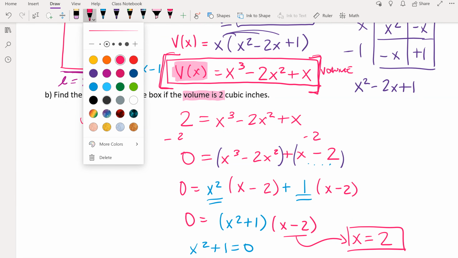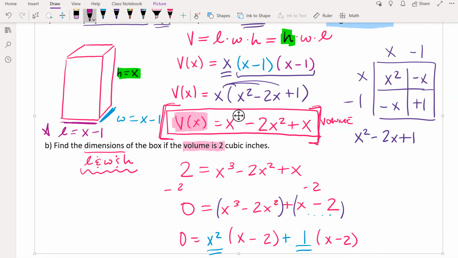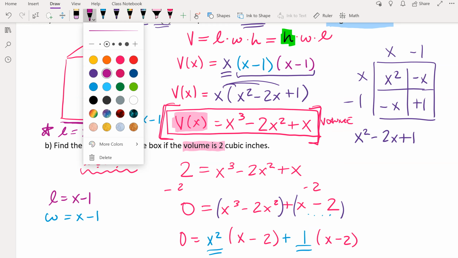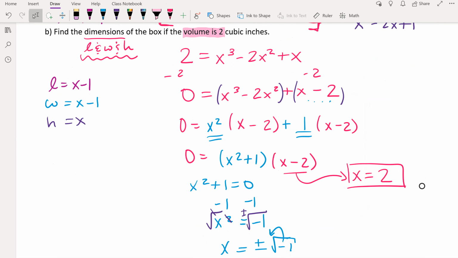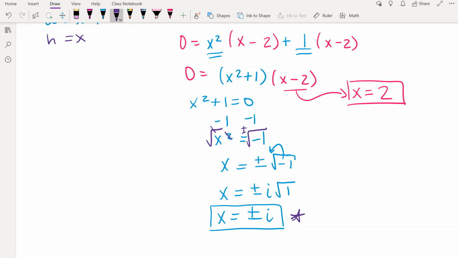Remember, we wrote the length equation. Length was x minus 1. So L equals x minus 1. The width was also x minus 1. And the height was x. H equals x, right? Now, we have x's here that we could plug in. We could plug in x equals 2, or we could plug in x equals plus or minus I.